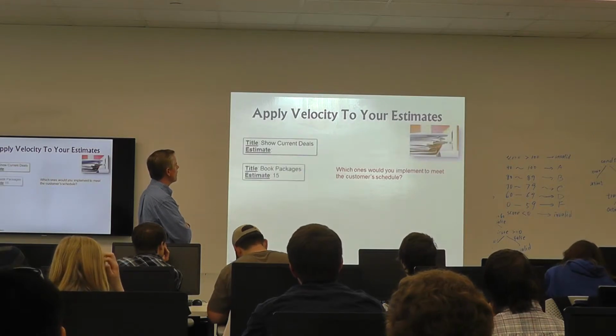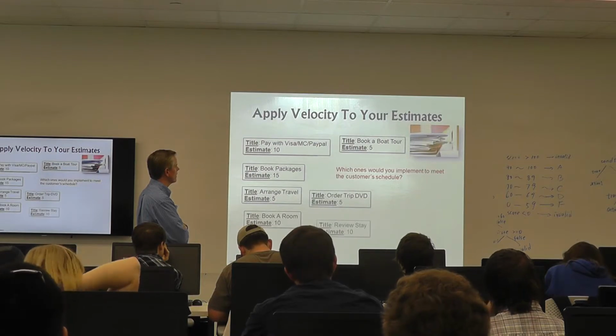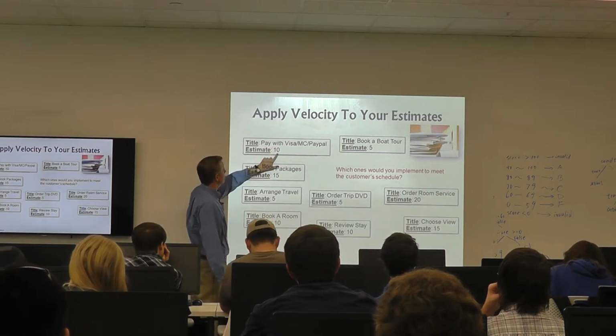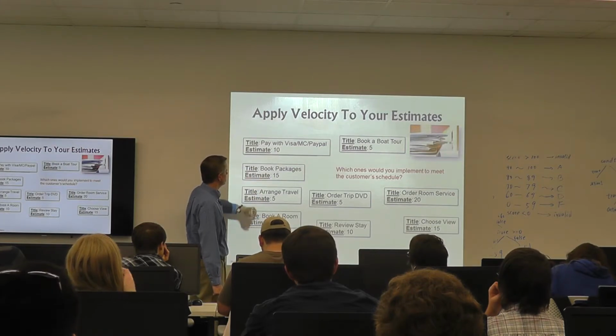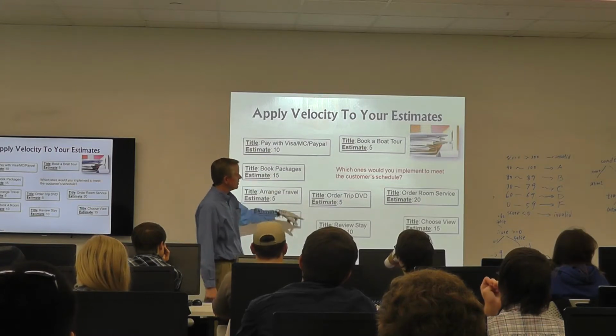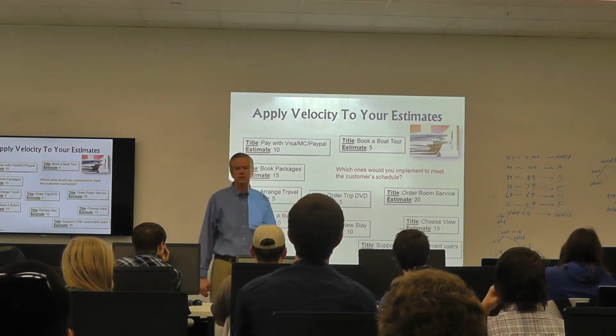So if you recall, we have a series of user stories that we're working on here. And we have estimates for each one of these, right? Pay with Visa, 10 days, we said. Book packages is 15. Travel is 5. Book a room is 10. I think there might be one more. Yep, there it is. 3,000 concurrent users is like 20 days.